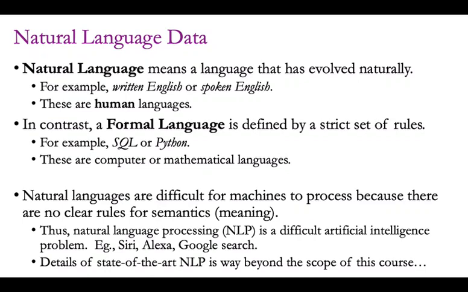Natural languages are not like that, okay? Because there are no strict rules for how they're defined. So written English, spoken English, pick your favorite human language, those are all natural languages because they don't have strict rules, right? And they're difficult for machines to deal with because, like I said, there are no clear rules for the semantics. Semantics is just the term we use in computer science to indicate the meaning of something, of a language, of a phrase.